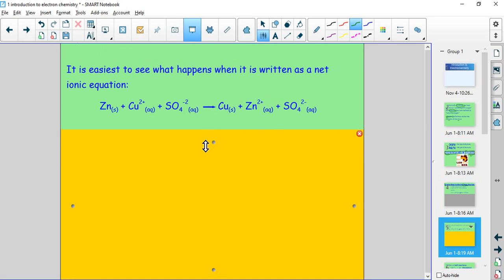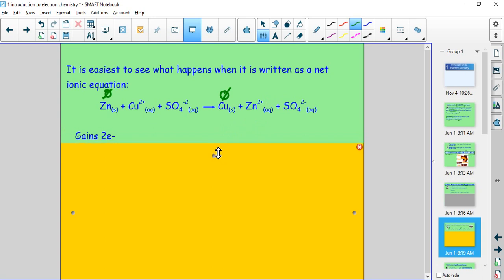The easiest way to figure out what is losing and gaining electrons is to write the net ionic equation, because here you can see what the charges are. Solid zinc has a 0 charge, right? No charge. Now this copper ion has a positive 2 charge, and sulfate has a minus 2. On our product side, we have solid copper this time, which has a 0 charge. Zinc has a plus 2, and sulfate has a minus 2.